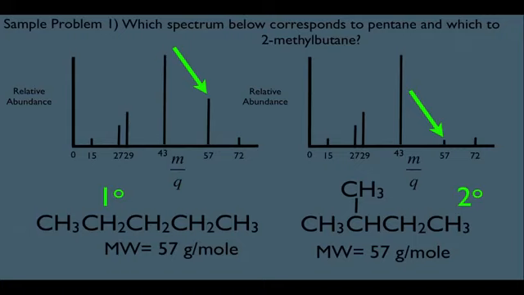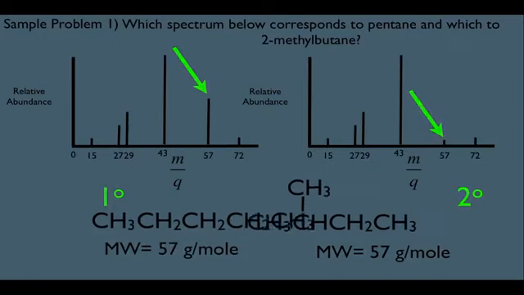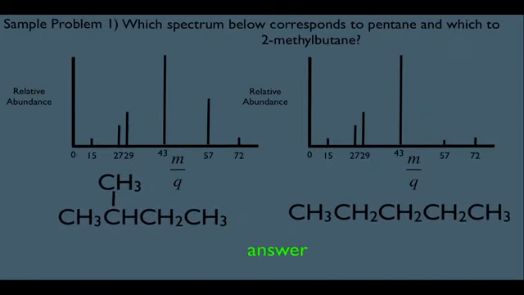So that means the first spectrum here with the high relative abundance at 57 must be the spectrum for 2-methylbutane, and the one on the right must be the spectrum for pentane. Again, because we would expect to see a pretty high relative abundance at 57 for 2-methylbutane and not so much for pentane. So this is one type of question that you could encounter on an exam.